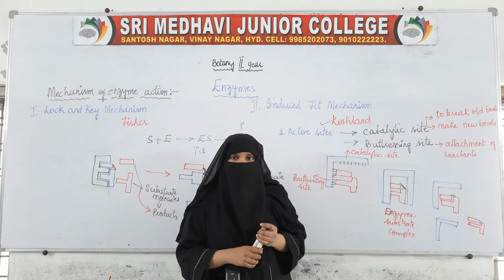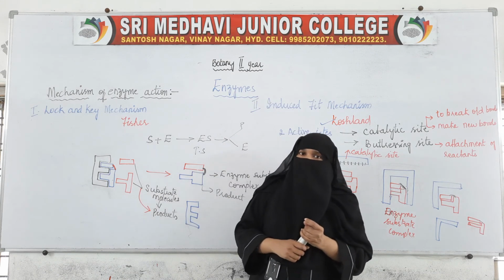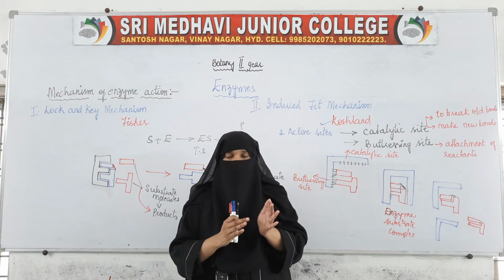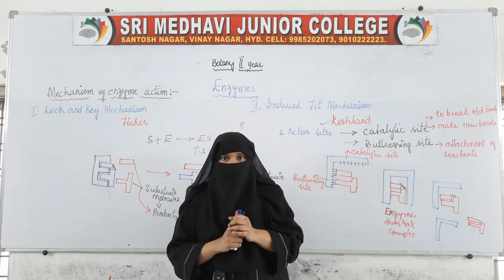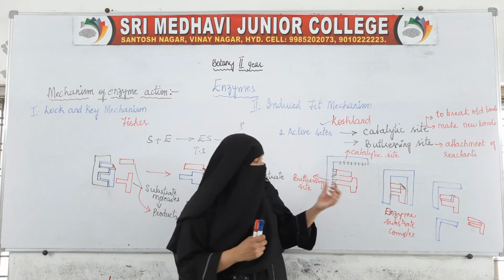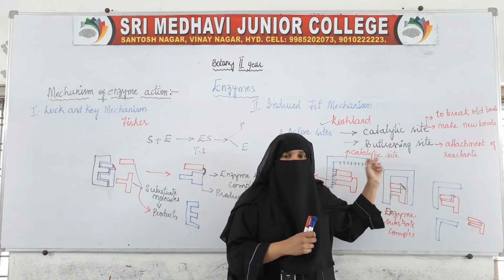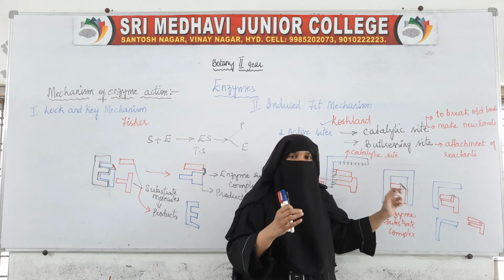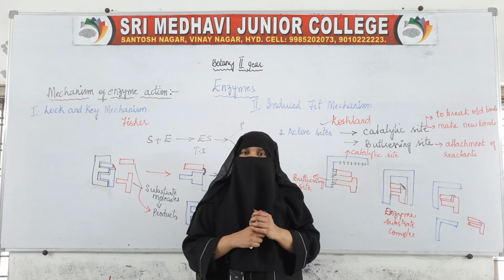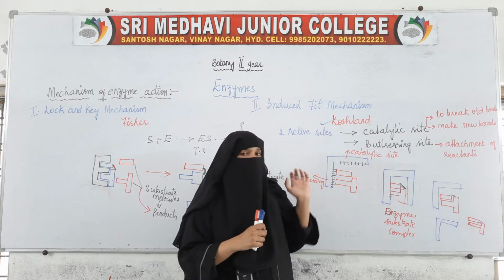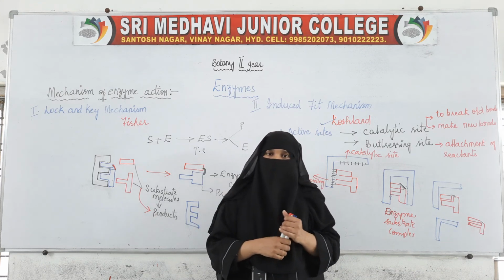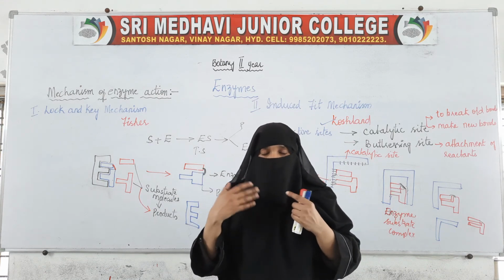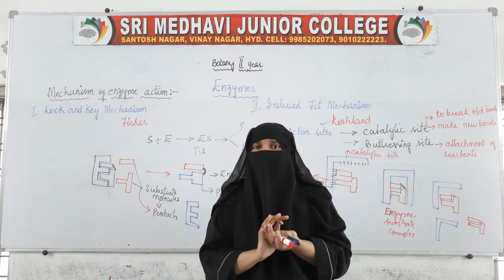As soon as the substrates are attached to the enzyme, the enzyme changes its shape, undergoing a conformational change, because of which the catalytic site comes near the substrates and helps in the formation or breaking of bonds. So these are the two basic mechanisms. In the next class, we will see the basic factors which affect enzymes.